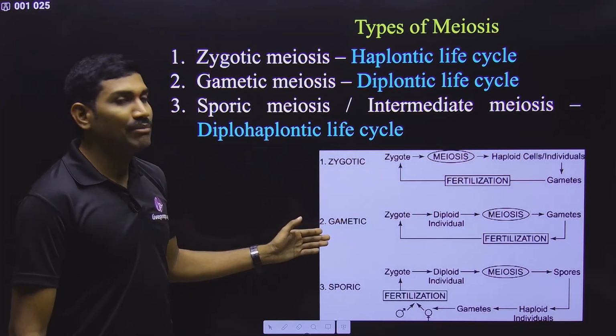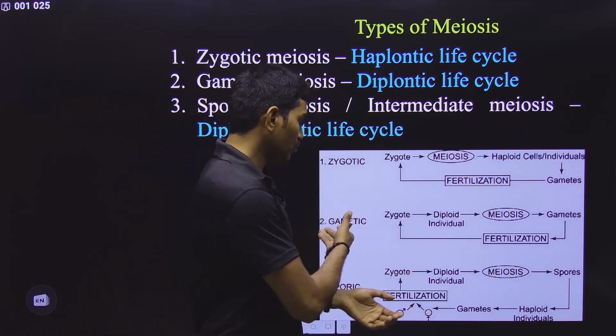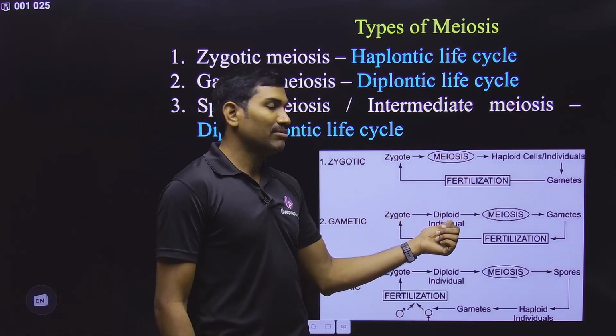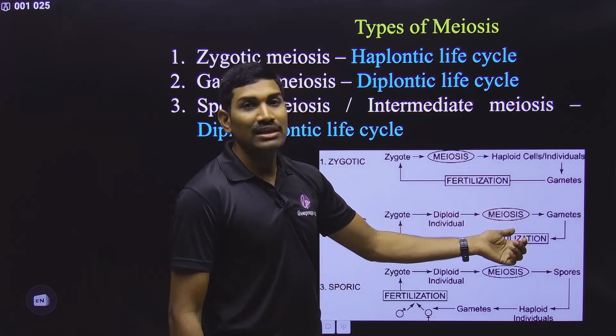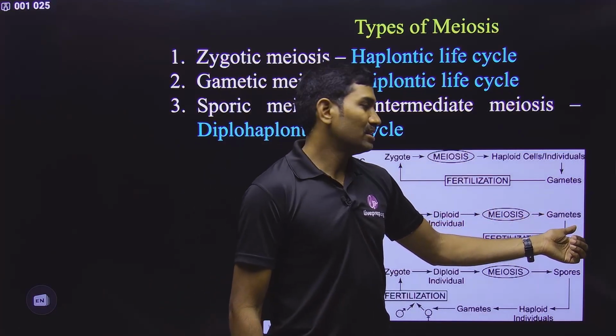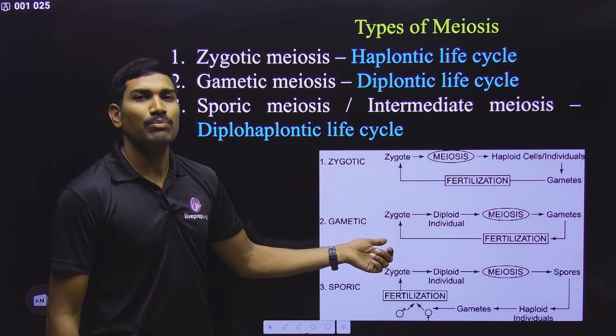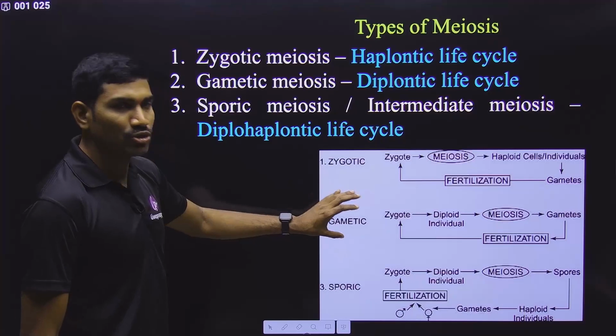Next one is called gametic meiosis, because meiosis forms the gametes, and with respect to humans you can apply this. The zygote develops into a diploid individual, and in the diploid individual some cells undergo meiosis to form haploid gametes. These haploid gametes undergo fertilization to restore the diploid zygote condition. Clear? With respect to humans you can apply this.